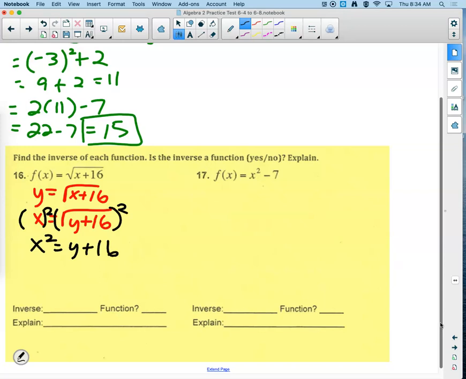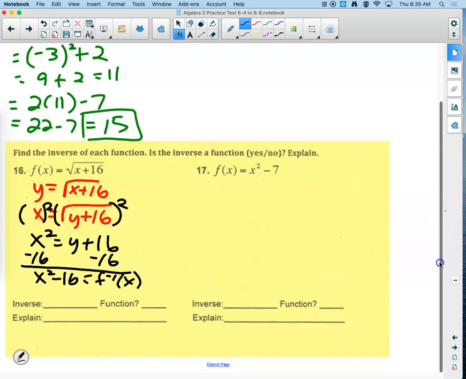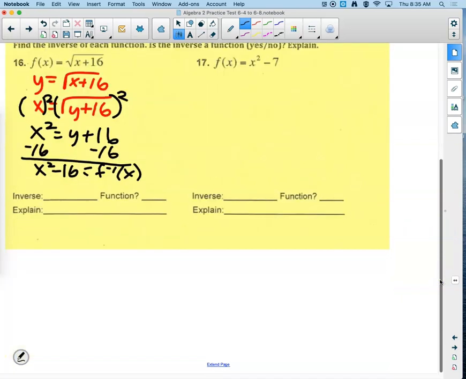Almost have y by itself. What do we have to do to finish it up? Subtract 16 from both sides. And I'm going to give it the fancy name. I am not going to take off points tomorrow if you write y equals. So you could just write y equals x squared minus 16. I'm going to take it either way.